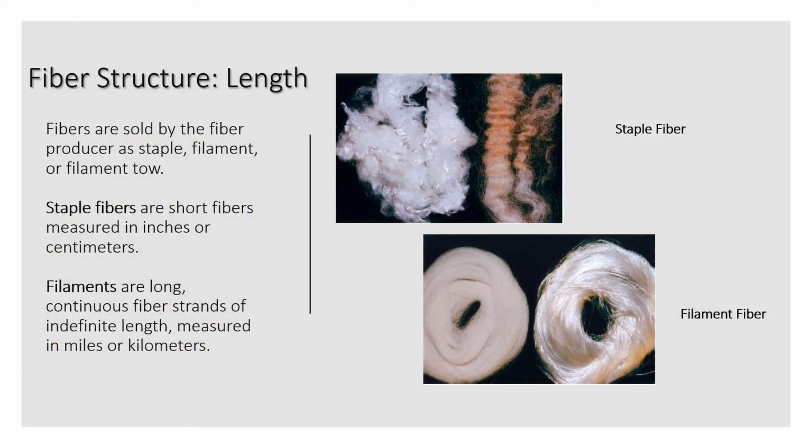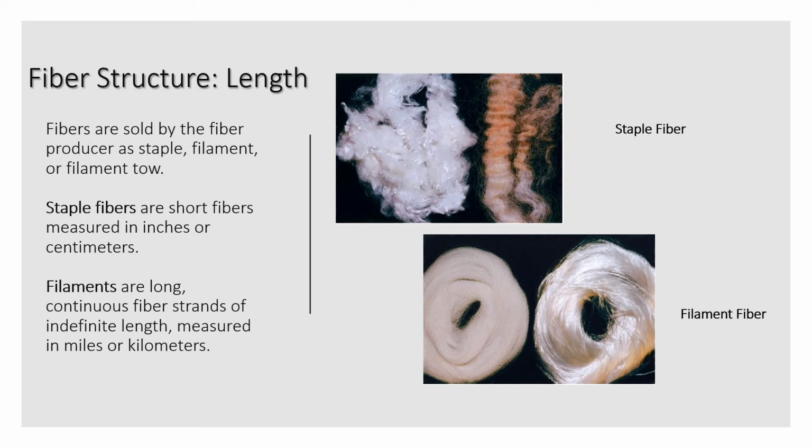So we're going to continue talking about the physical structure of fibers, and again, physical structure is known as morphology, right? It's just identifying a fiber by observing it closely under a microscope, or we're going to be using a pick glass. And what we're going to talk about now is length. Lengths of fibers are sold by a producer in three types of lengths. They are sold as a staple, a filament, or a filament tow. So make sure your notebook is out for this, right?